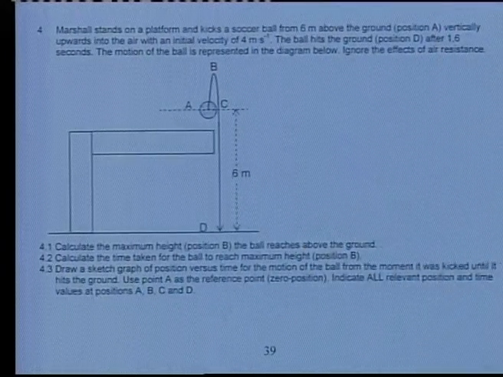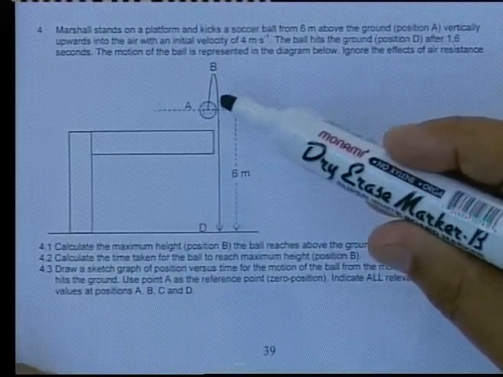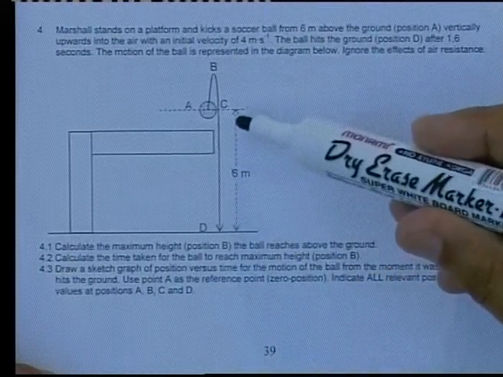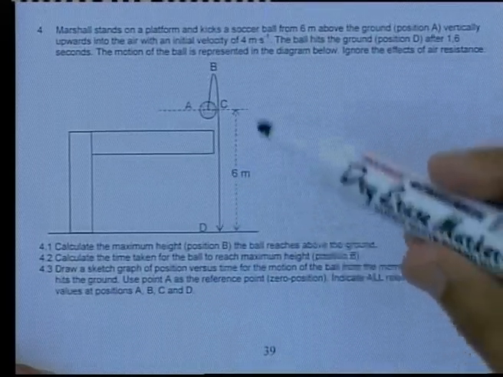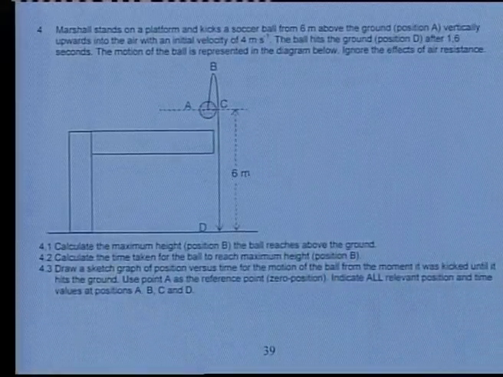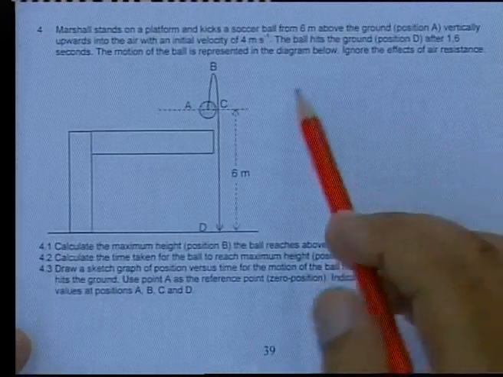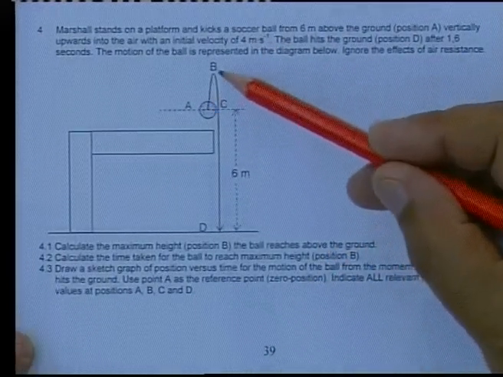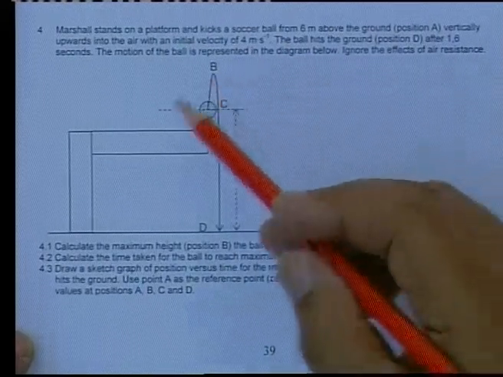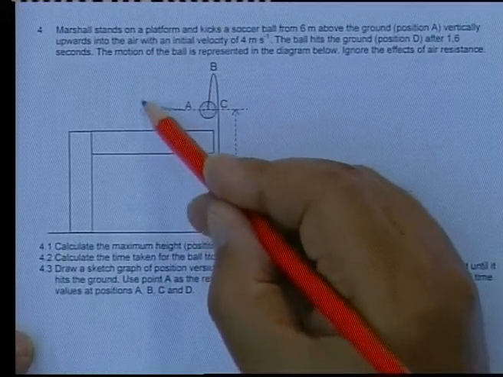It says that Marshall stands on a platform and kicks a soccer ball from 6 meters above the ground. That is now at position A. We also notice in this case that this ball is moving vertically upwards into the air with an initial velocity of 4 meters per second.